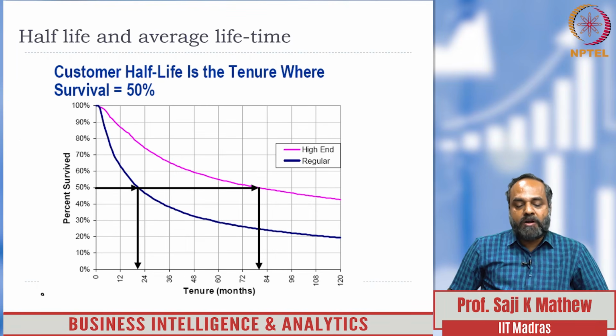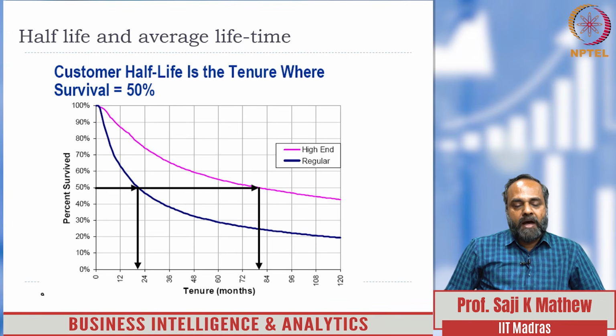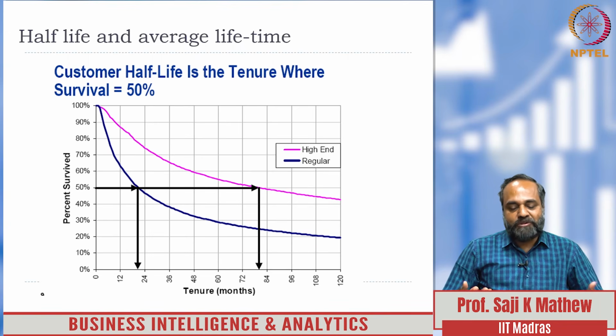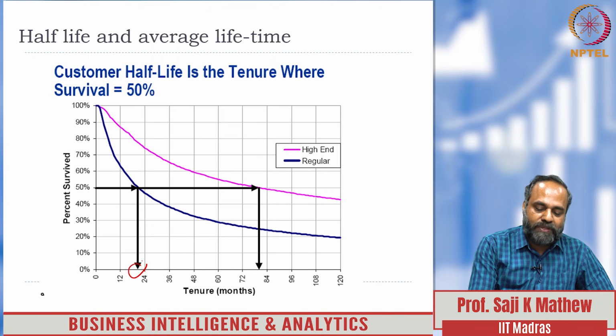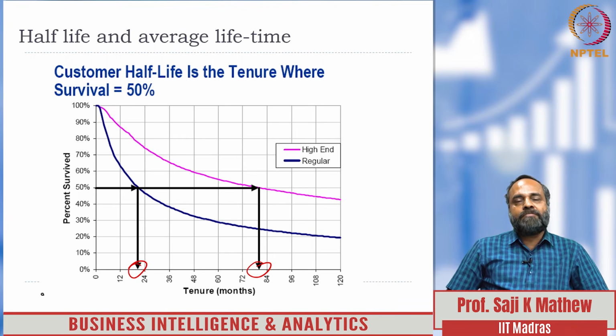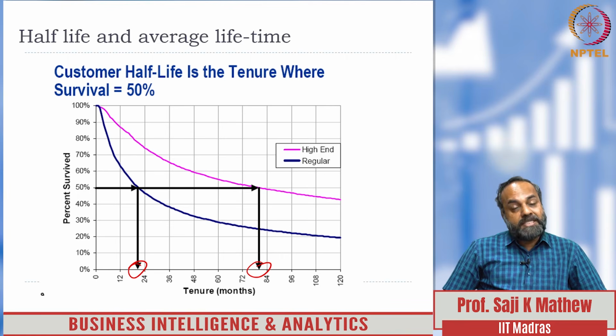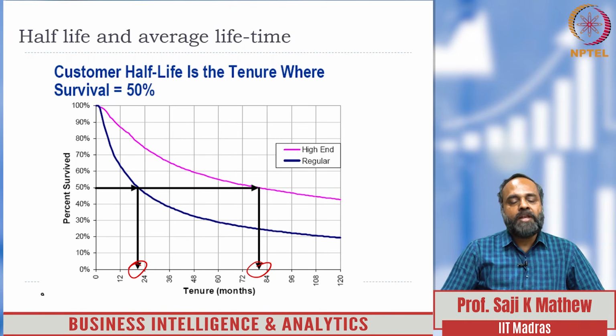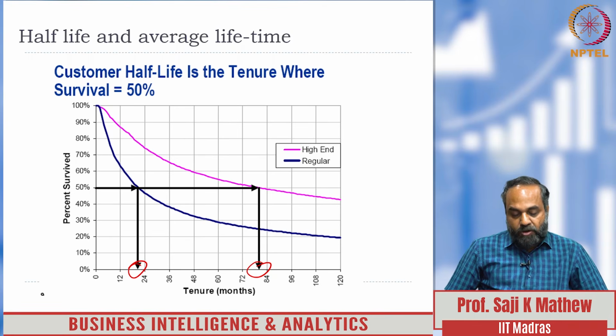The same concept I tried to explain is shown in a much neater way here. The half-life is different for different customer segments. Therefore if you segment or classify customers, and classification is something we are going to learn a little later, you can classify customers based on different characteristics, and one of them is the value of the customer. Then you can analyze their half-life period, which gives more insight about the loyalty of the customers.